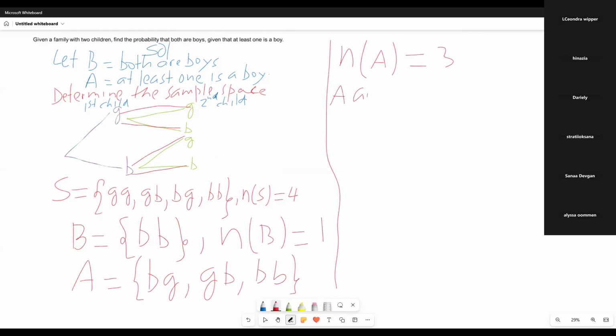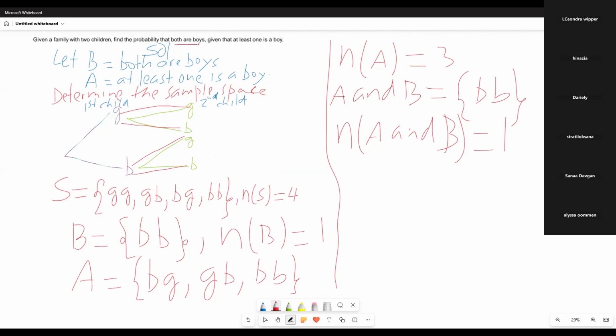A and B will be just boy, boy. So N of A and B will be just 1. Right? So look, the two events here, BB, that's B. A is BG, GB, BB. So they have one outcome in common. Boy, boy. This is clear. Yes.